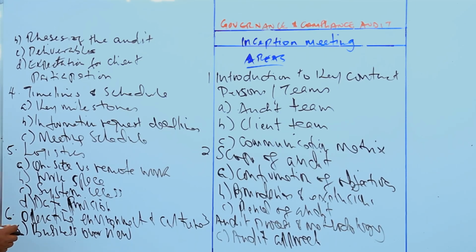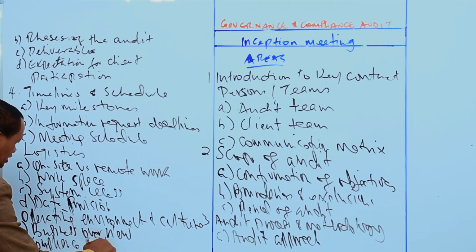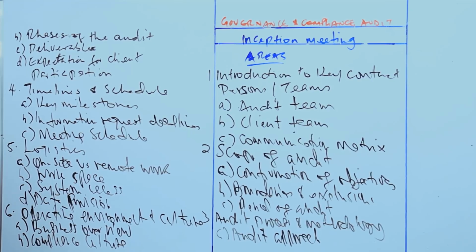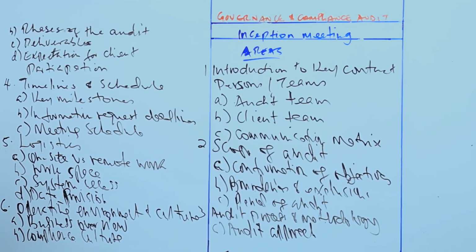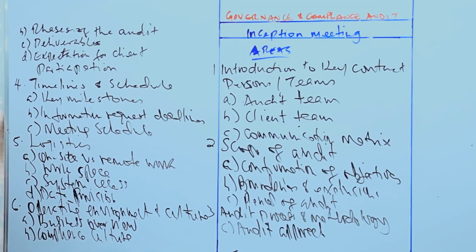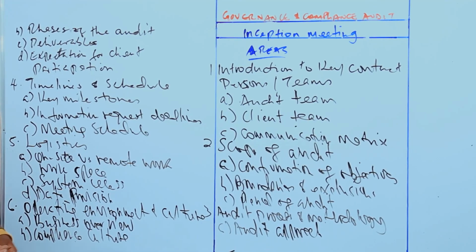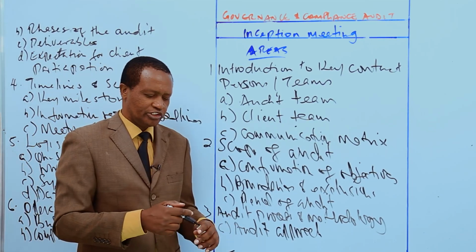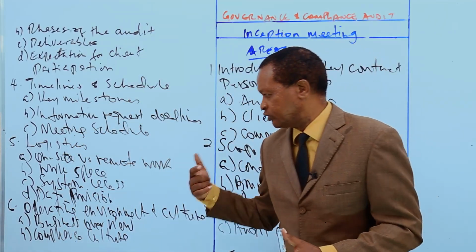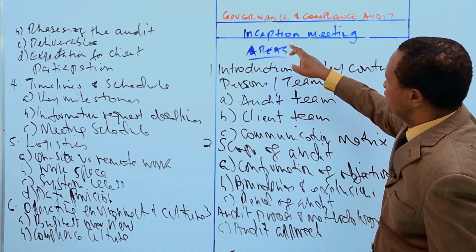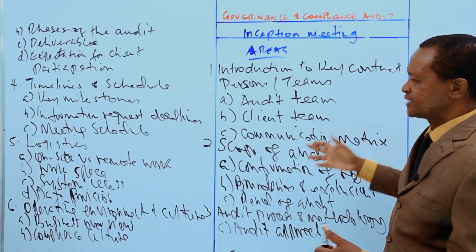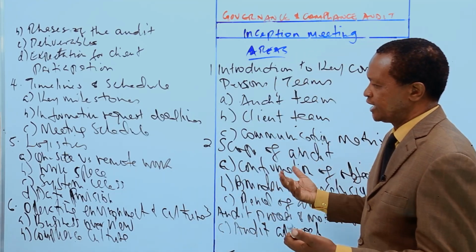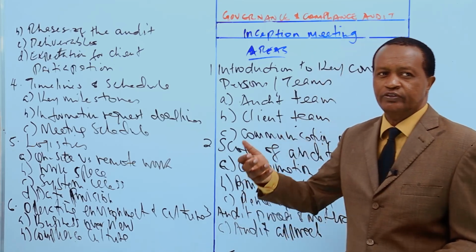There is also compliance culture. What is the compliance culture? Discuss the client's current compliance culture. Are there any recent challenges or areas of particular concern for management? Does the management have any challenge in complying with the laws and regulations? So that has to be discussed during the inception meeting between the audit team and the client team. Understanding the operating environment and also the culture. What is the culture of compliance of this company?